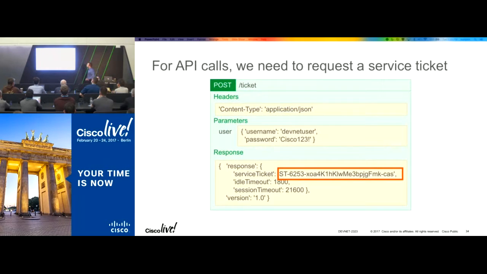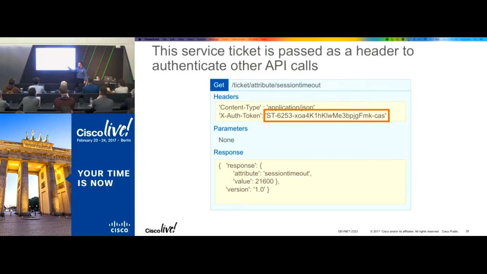Creating the ticket, we get the service ticket from the ticket login, and then that ticket has an idle timeout and a session timeout. So you can use that ticket for multiple calls. You don't have to keep re-requesting tickets for every single call. You get one ticket, run through the application, and as long as you don't hit the idle timeout or the session timeout, you're good. The ticket gets passed in the header of the other function calls. So here we're just requesting the session timeout on our ticket, and we get back: your session timeout is 21600.